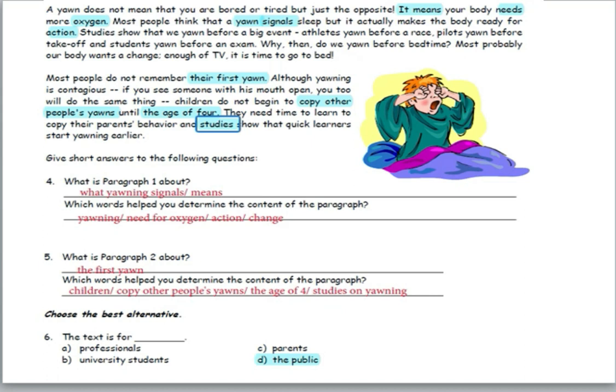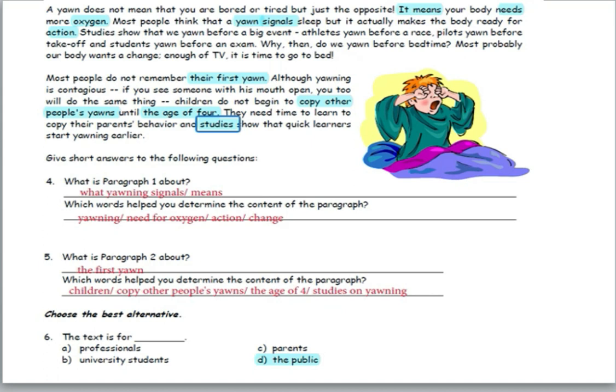And lastly, we have question 6, the text is for the public, general public. Where do we understand this? Look at the questions like why? Why then do we yawn before bedtime?